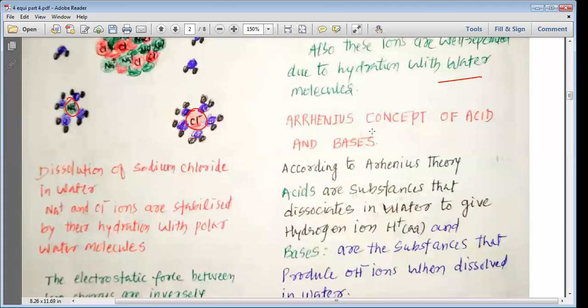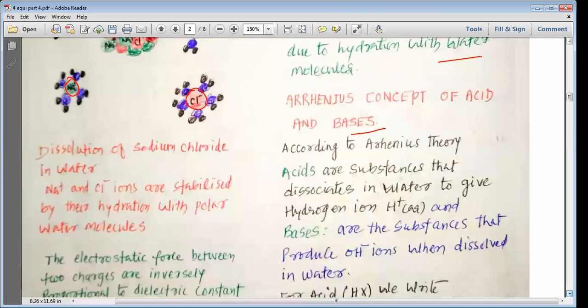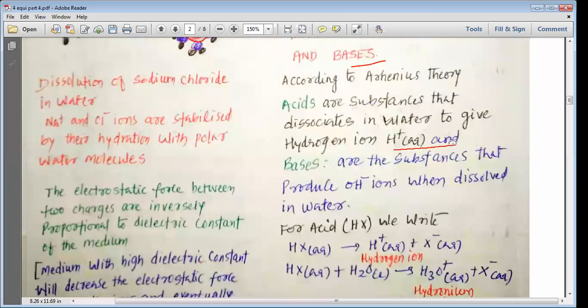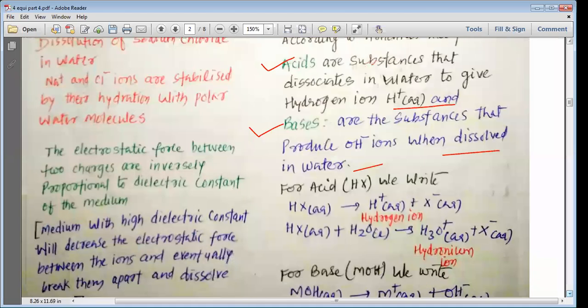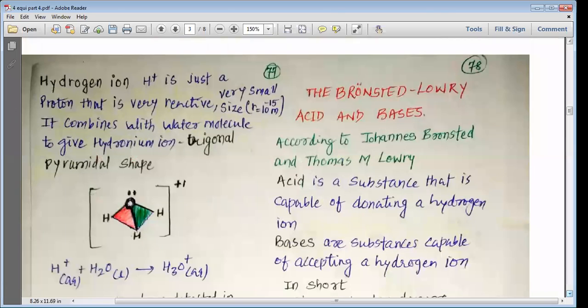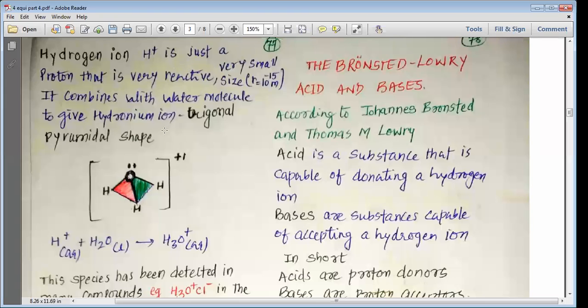Now we need to study the Arrhenius concept of acids and bases. Arrhenius says that those substances which produce H plus ions in aqueous solution are called acids. Those substances which produce OH minus ions in aqueous solution are called bases. And then Arrhenius explained that water can react with the H plus ion and produce H3O plus ion, which is known as the hydronium ion.